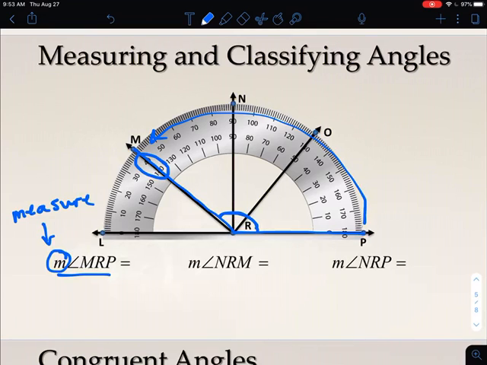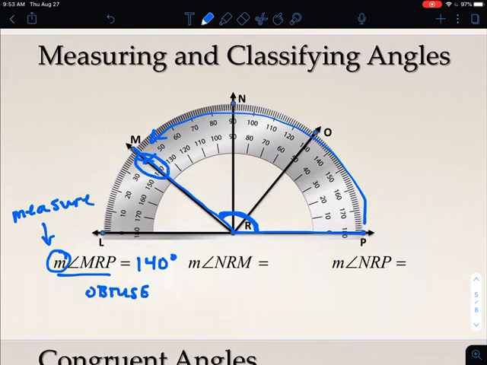Now note, at this measurement here, it gives me 2 different numbers, 40 and 140. Here we have to use some common sense. This angle is a big obtuse angle, meaning it has to be bigger than 90 degrees. So if I'm looking at these 2 options, 40 would not make any sense in this problem. So I'm going to say that this angle is 140 degrees, and that makes it obtuse.